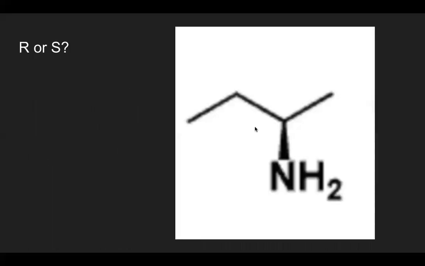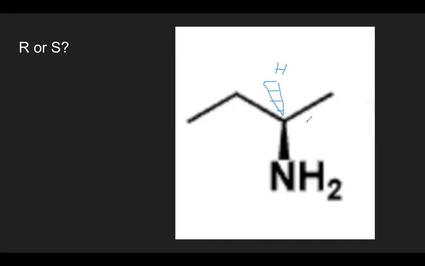Okay, so we're going to determine if this molecule is R or S. The first thing to do is assign our priorities, like we said. So we see a nitrogen and 2 carbons. And don't forget, also hidden, there is a hydrogen. And that'll be in the opposite configuration of the NH2, so it'll technically be like this. It'll be a dashed line.